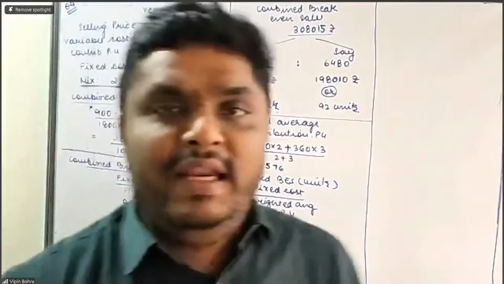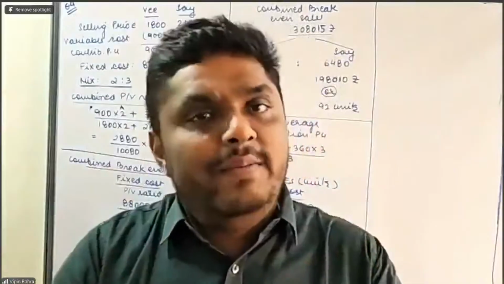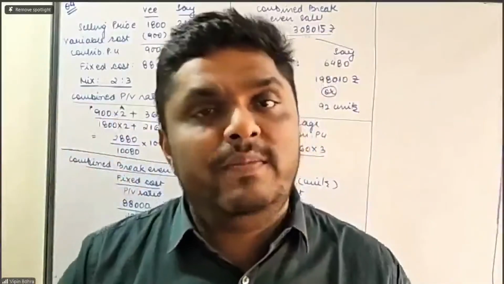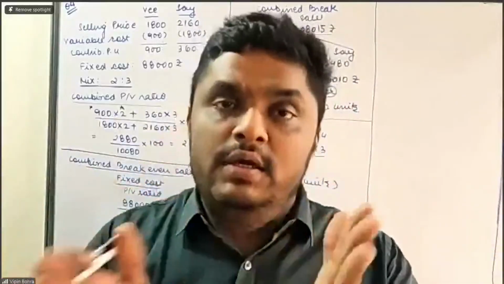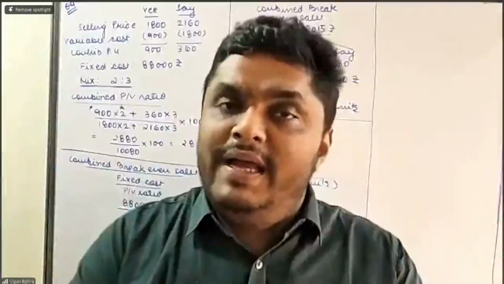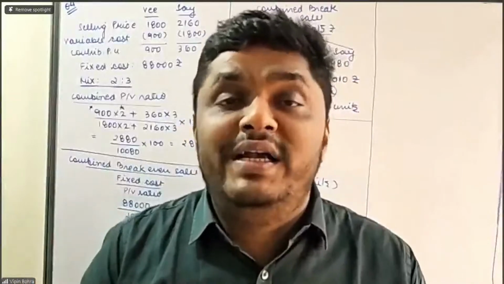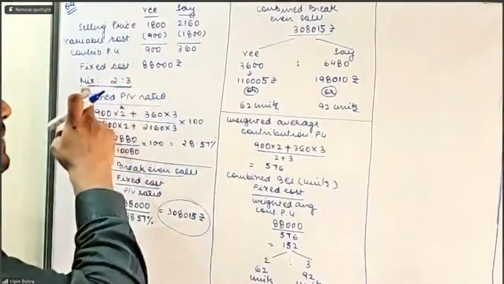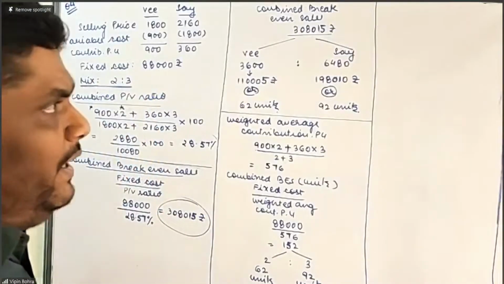I repeat again, if you want to calculate break-even sales in rupees, it is fixed cost divided by PV ratio. If you want to calculate it in units, it is fixed cost divided by contribution per unit. But where there are two or more products, it is fixed cost divided by combined PV ratio, and in units, it is fixed cost divided by weighted average contribution per unit. So if the mix is 2:3, this is the way you have to calculate.